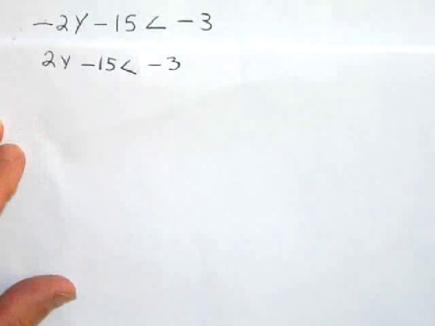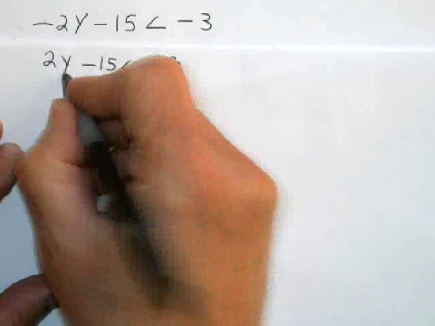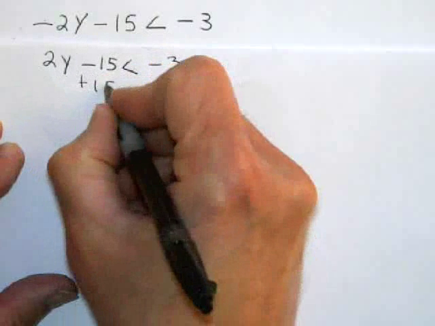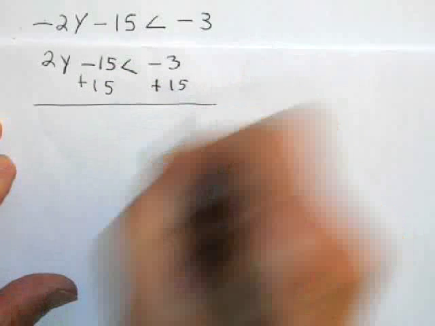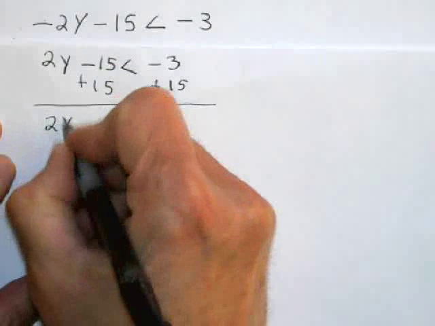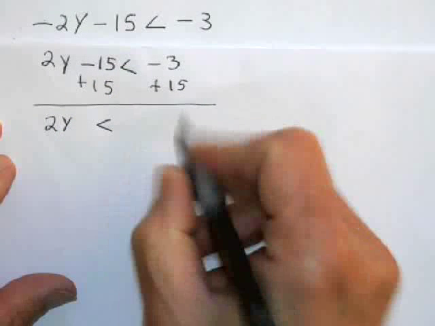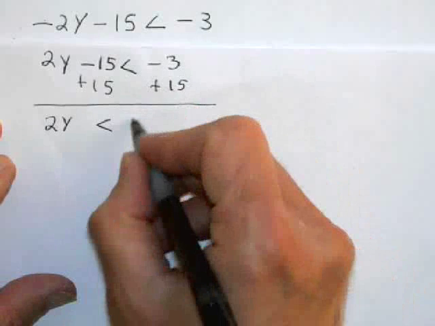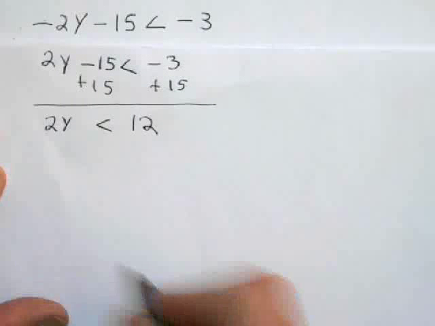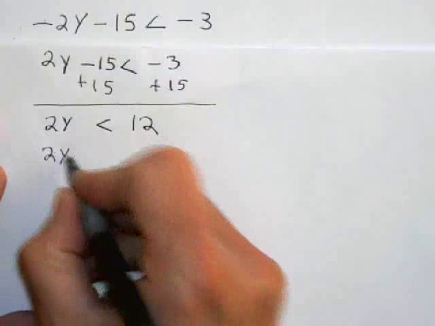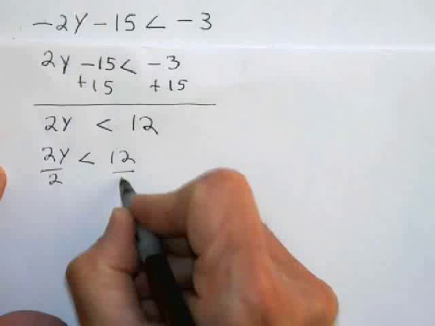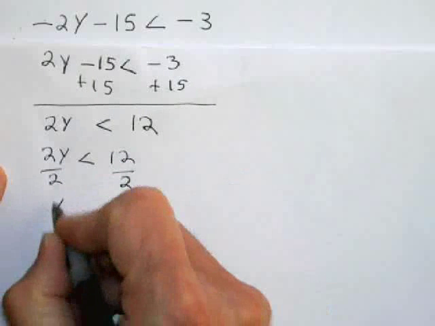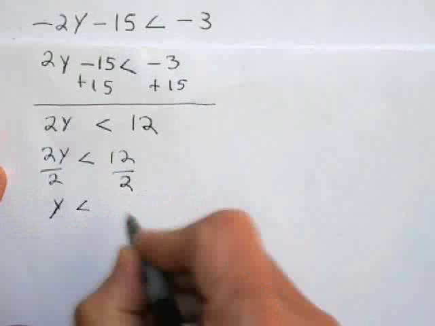And I'm going to add 15 to both sides. I'm going to be left with 2y on the left side is less than negative 3 plus 15, which would be positive 12. And now I'm going to isolate the variable, of course, by dividing both sides by 2. That, of course, means y is going to be less than 6.